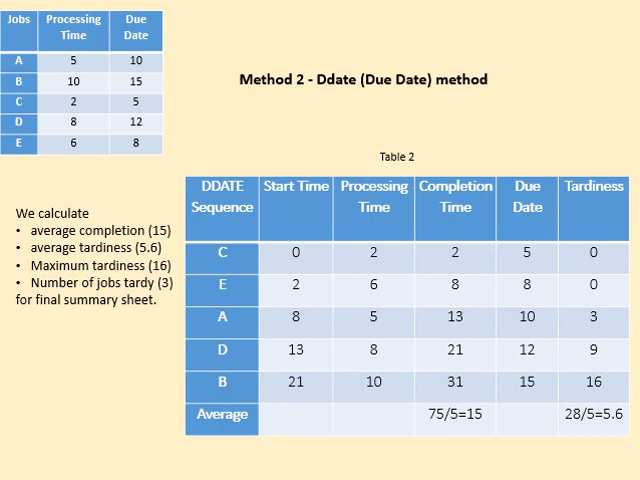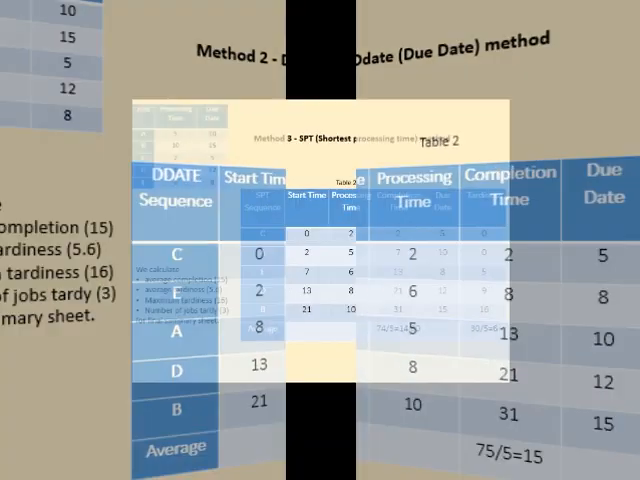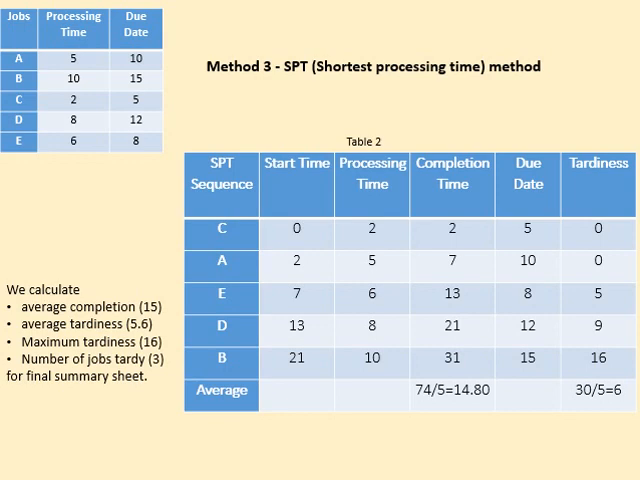The next method that we are going to look at is the shortest processing time. In this method we try to sequence the jobs according to the shortest processing time required. That is how early a job can be finished. Since job C has the shortest processing time, that is only 2 days, we assign job C first for processing. Now, we need to again create table 2.